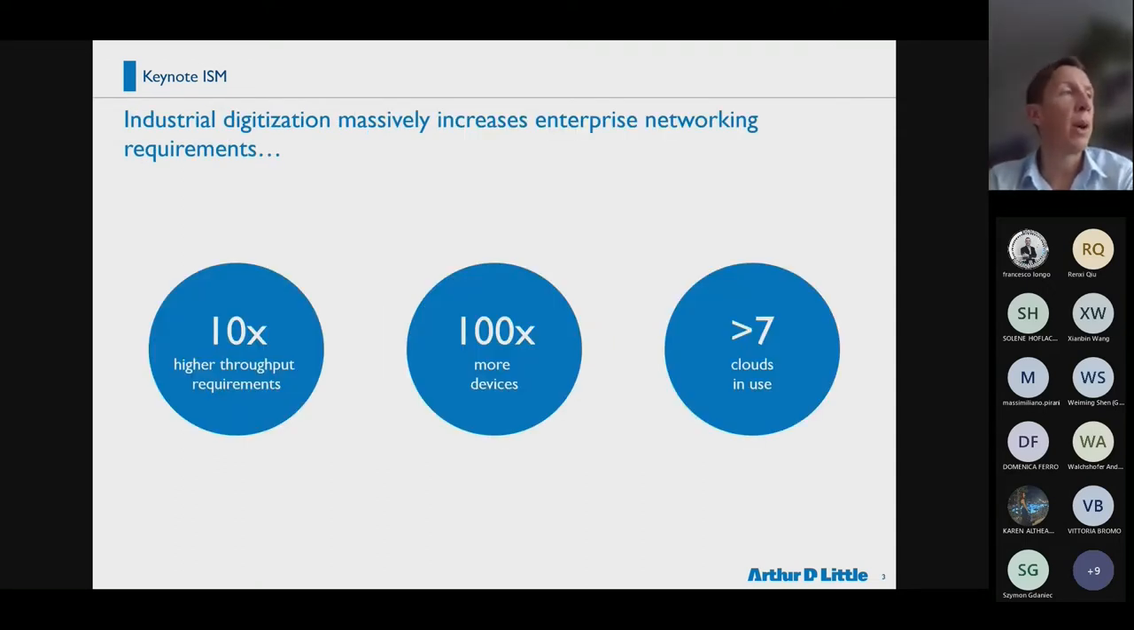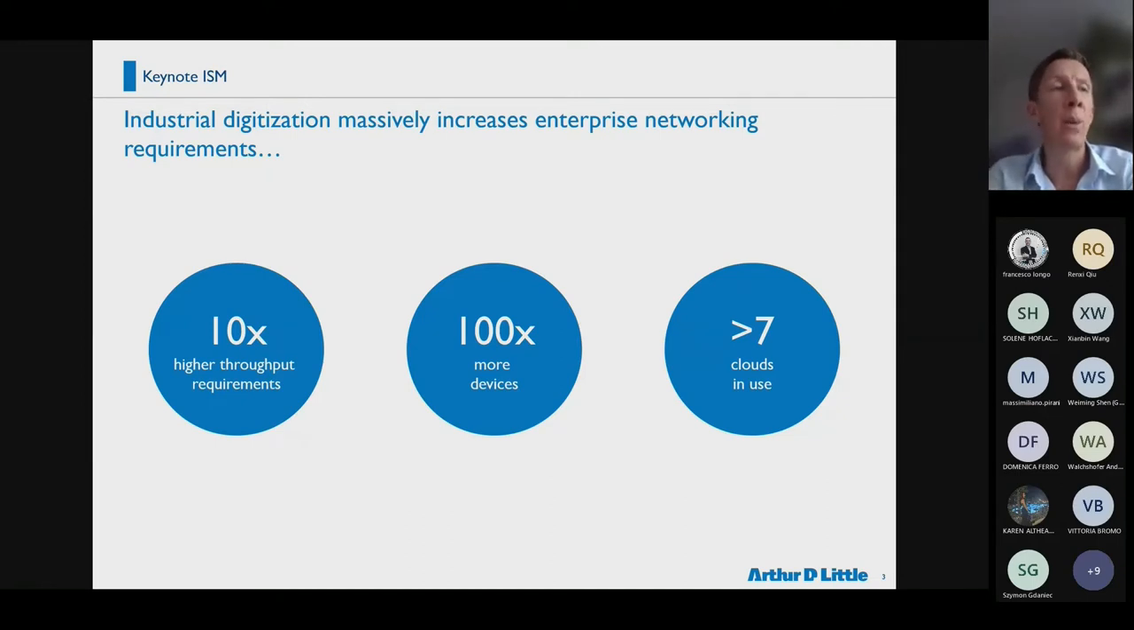Where are we coming from, and what's driving the increased need for enterprise networking requirements? It's fairly simple. If we look at today's digitization roadmaps of manufacturing, but also logistics companies globally, we can see that the throughput requirements in terms of uplink and downlink are exploding. They have tenfolded over the last 7 years. So that's clearly one thing that brings current networks, especially Wi-Fi, to their borders.